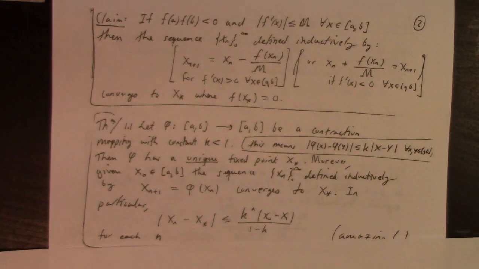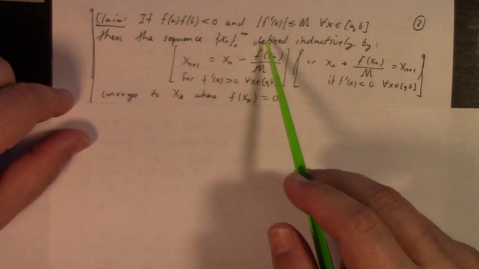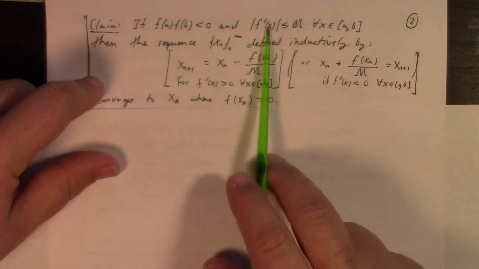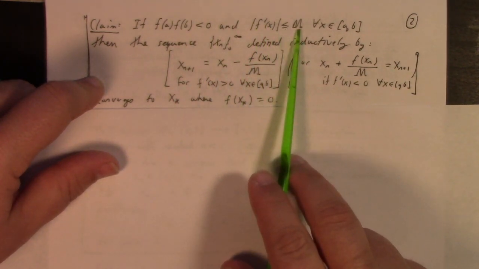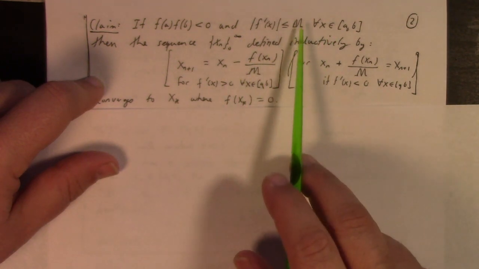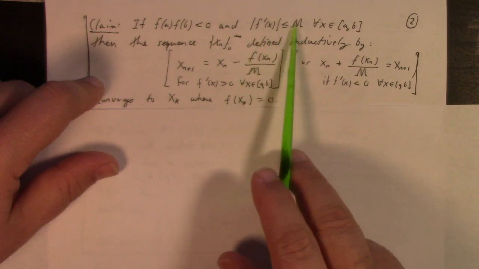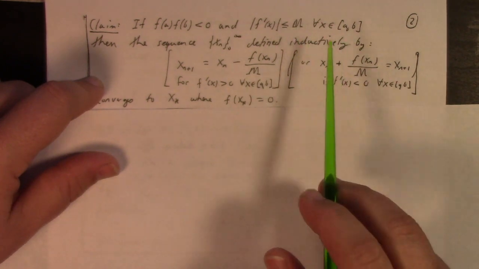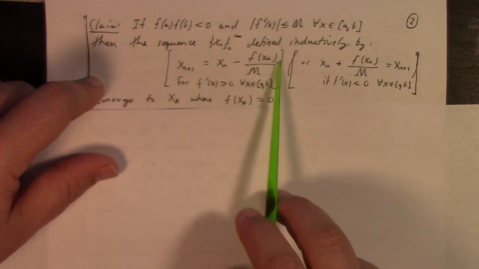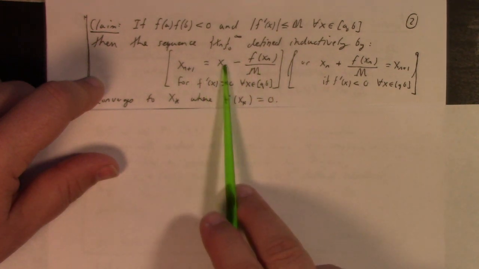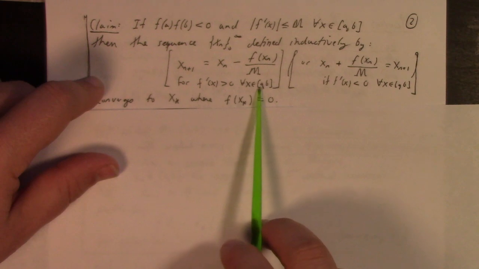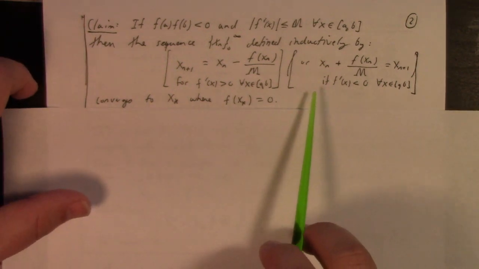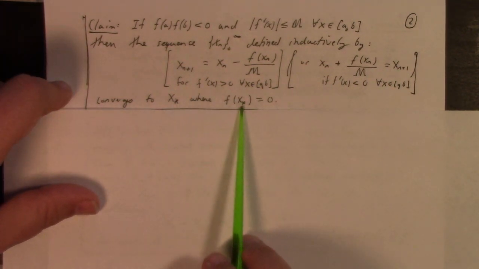So here's a refined version of it. If we have that the function changes sign from a to b, and if we have that the absolute value of the derivative is less than m, so m is an upper bound on the values of the derivative, I think max slope is m is the way to say that. Max magnitude of slope is m. Then you can define a modified Newton's method: x n plus 1 is x n minus f of x n over m, or this if it's less than 0. And that will converge to x star where f of x star is 0.